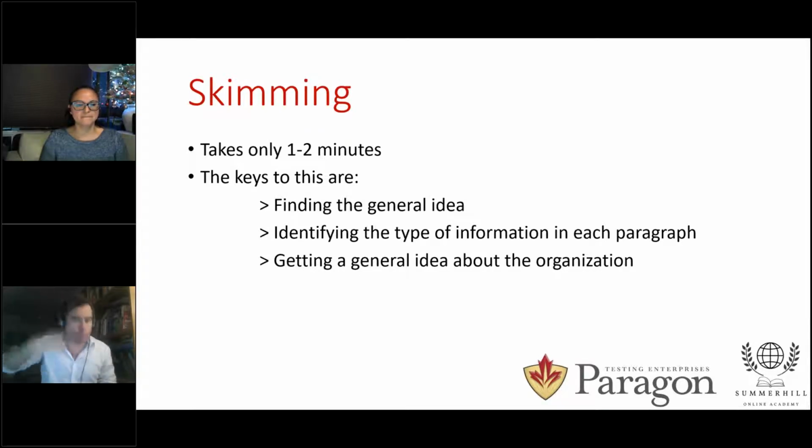So you're not just reading and rereading. And again, that's the point. You don't want to be reading and rereading the text. You want to be able to consume as much information as you can in that 1 minute.